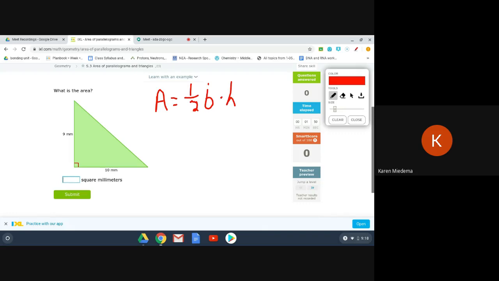Okay, so once again, it doesn't really matter which one you enter in for the base, which one you enter in for the height, because of the commutative property of multiplication. However, typically the base means the bottom and the height is up and down. So my next step, I'm going to make that substitution. Area equals 1/2 base, which is 10, times the height, which is 9.